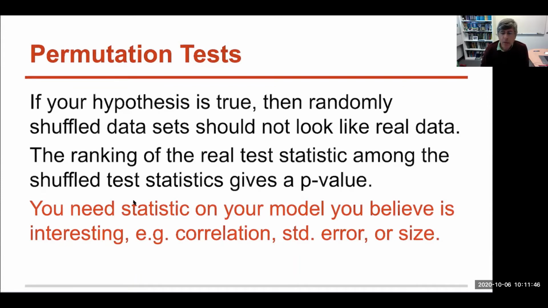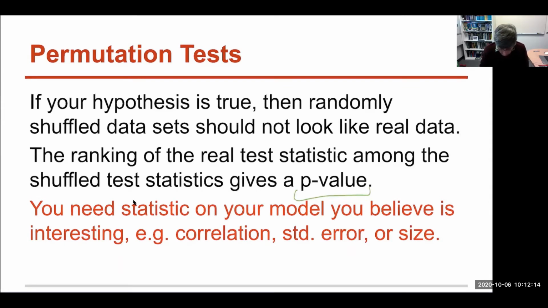Of course, if you randomly shuffle data, maybe by chance it'll show an even stronger effect. Sometimes it will, if you shuffle it enough times. But generally speaking, you know something about how randomly shuffled data should look. And a permutation test is a way of giving you a p-value, a likelihood that something happened by chance.